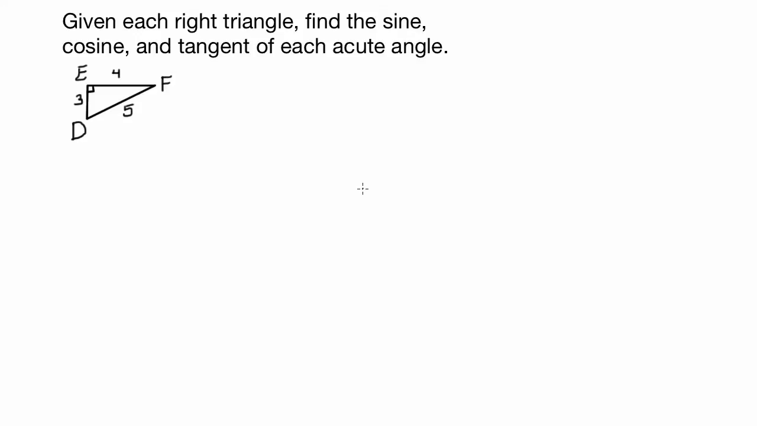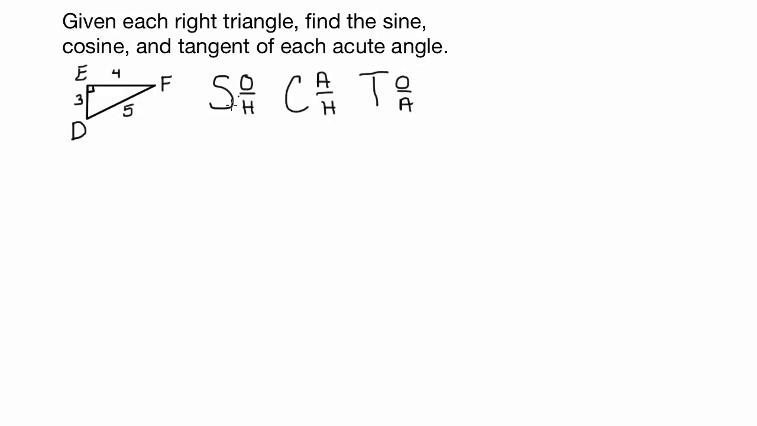Let's try some examples. Given each right triangle, find the sine, cosine, and tangent of each acute angle. The first thing I'm going to do here is write down SOHCAHTOA, because I know that will be helpful to me.